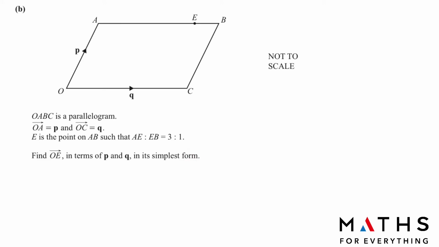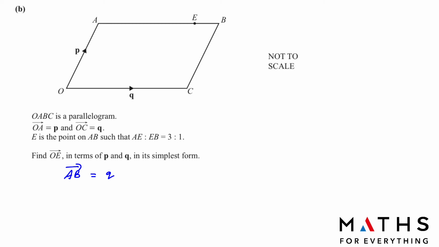So there are certain properties of a parallelogram that I'm sure you are aware of. The opposite sides are parallel. So OC is parallel to AB, OA is parallel to CB. Because OC is parallel to AB, AB has the same vector as OC, which is Q. So the whole thing is Q, AB is Q.